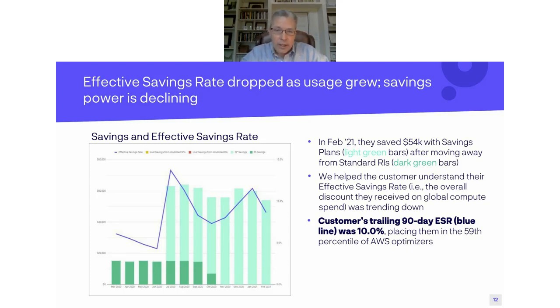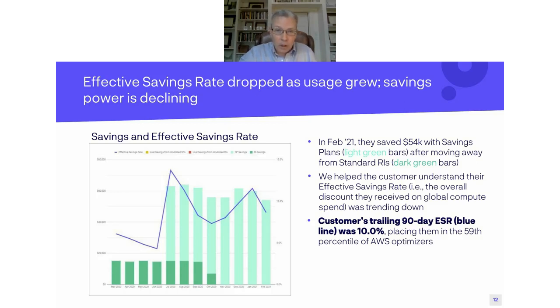And so what you can see on this chart is, over the same trailing 12-month period, we can look at the absolute dollars generated from their use of instruments. The left axis is in dollars, and you can see in the dark green bars the actual dollar savings that were generated from their old financial instruments, their standard RIs. And you can see them dropping off in the October-November timeframe. But as of July, the light green bars begin to spin up, and the light green bars represent the dollar savings coming off of their use of compute savings plans.